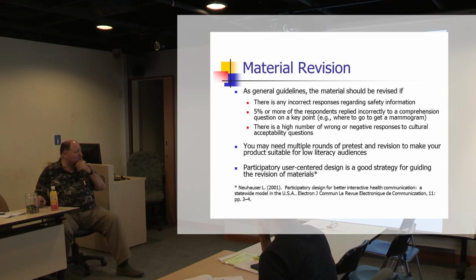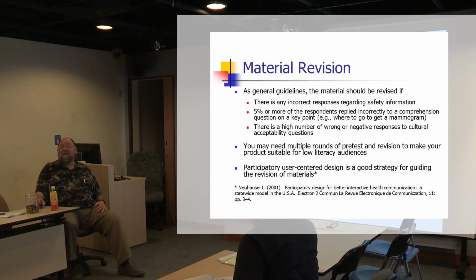As general guidelines, materials should be revised if there's any incorrect responses regarding safety information, 5% or more of the respondents replied incorrectly to a comprehension question on a key point, like where do you get a mammogram? There's a high number of wrong or negative responses to cultural acceptability, which means that you're saying it in the wrong way.